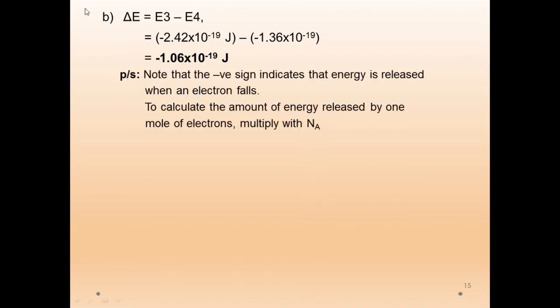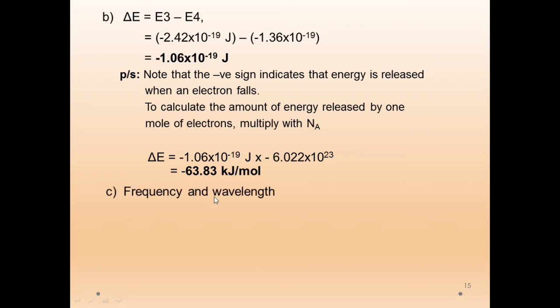Note that the negative sign that we calculated over here just indicates the energy being released when the electron falls. So guys, over here we are actually referring to exothermic reactions. To calculate the amount of energy released by 1 mole of electrons, just multiply by the Avogadro constant, which is 6.02 times 10 to the power 23. By multiplying this, we manage to calculate the amount of energy.